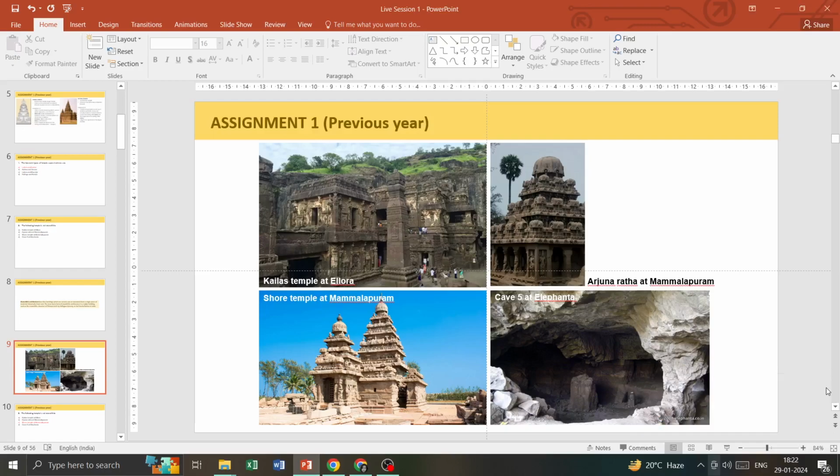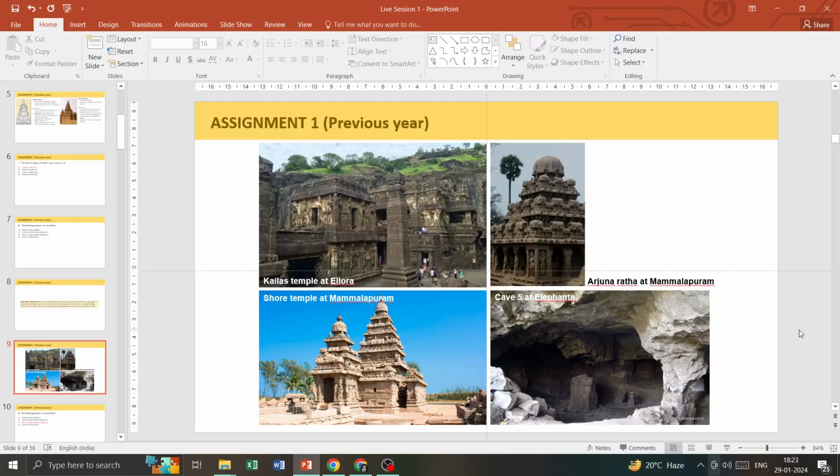I have added the pictures of all the four temples. First one is the Kailash temple at Ellora. Second is Arjun Rath at Mammalapuram. Third is Shore temple at Mammalapuram, and fourth is Cave 5 at Elephanta. It's very evident from the names and from the pictures that Kailash temple is carved out of rock in a cave, and Cave 5 itself says cave, so definitely these two are monolithic because they have been carved out of caves.